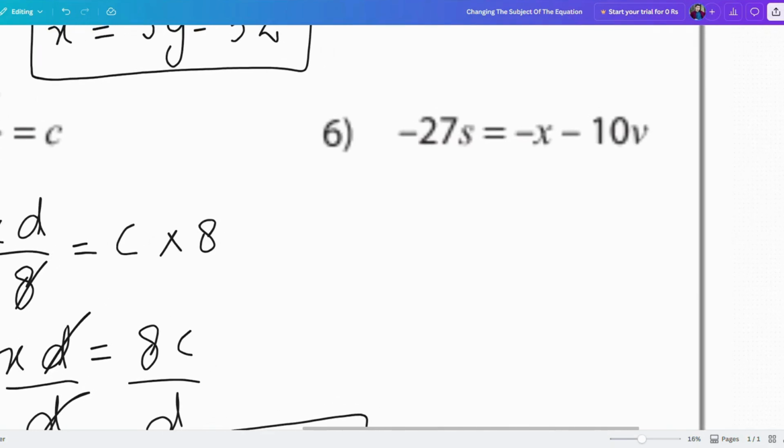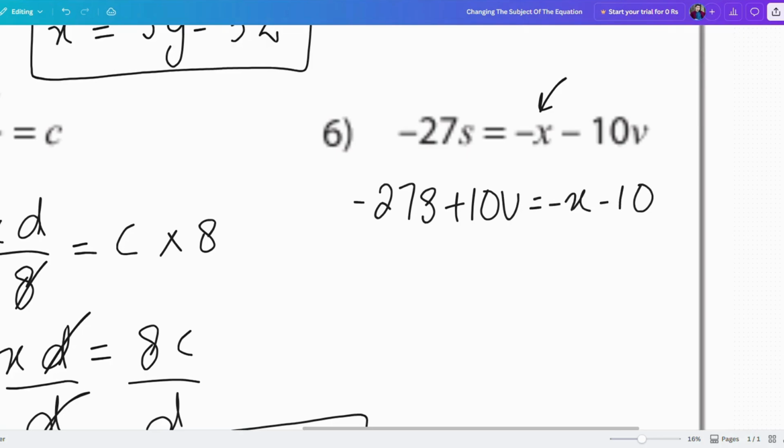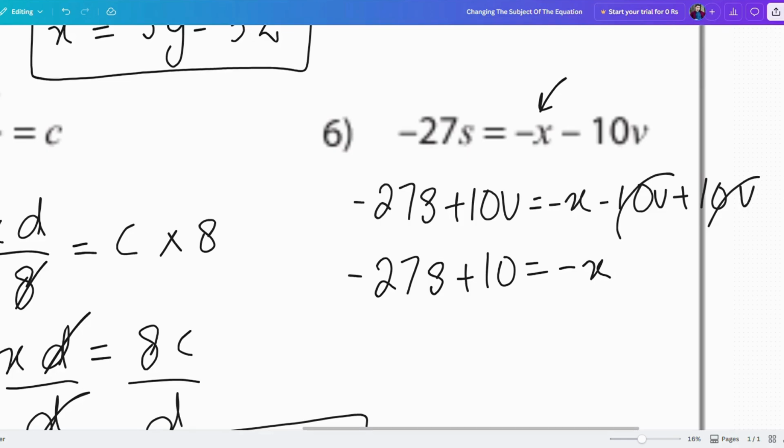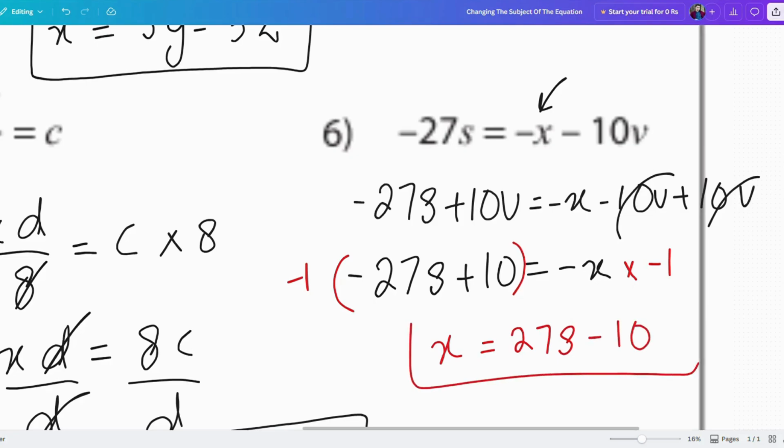Now let's move towards question number 6. For this one, I need to get this x, so minus 27s plus 10v equals minus x minus 10v plus 10v. Alright, they will cancel out, and I will be left with minus 27s plus 10v equals minus x. I need to make x the subject of the equation, right, not negative x. So I will multiply this whole thing by negative 1, okay, on both sides. If I do this, I will be left with x is equivalent to 27s minus 10v. Alright, the signs will be reversed.